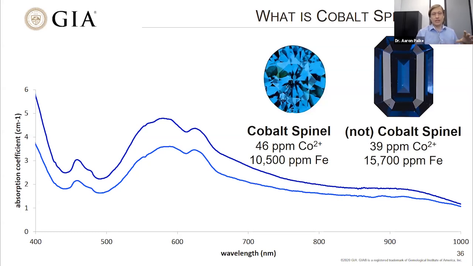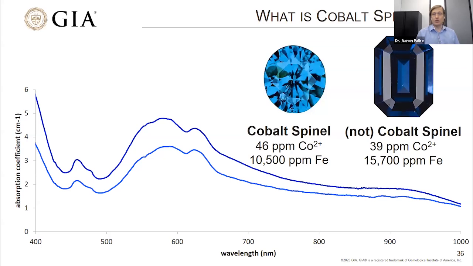And so this terminology, parts per million, is a measure of concentration. So how much cobalt is in this stone? Basically what this means is that if you took 1 million atoms of this spinel, 46 of them would be cobalt and 10,000 of them would be iron.